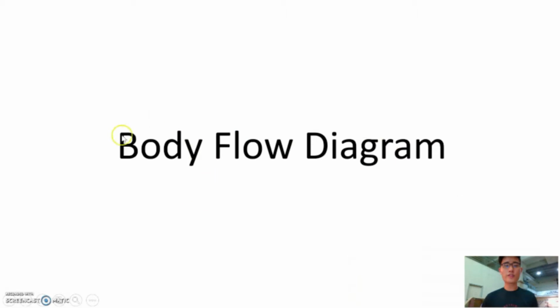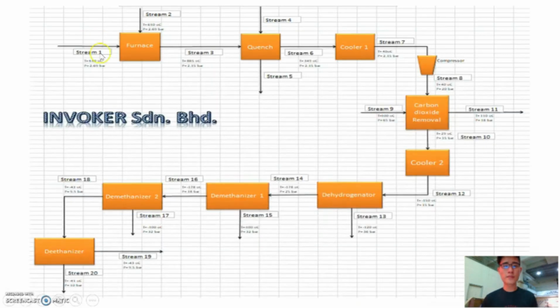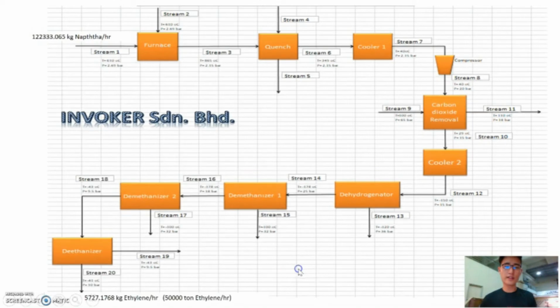So now we are going to speak about the block flow diagram. This is our block flow diagram. The first component is furnace, then quench, cooler, compressor, carbon dioxide remover, cooler, dehydrogenator, demethanizer 1, demethanizer 2, and deethanizer. And our feed is naphtha. Our product is ethylene. Final product is ethylene.